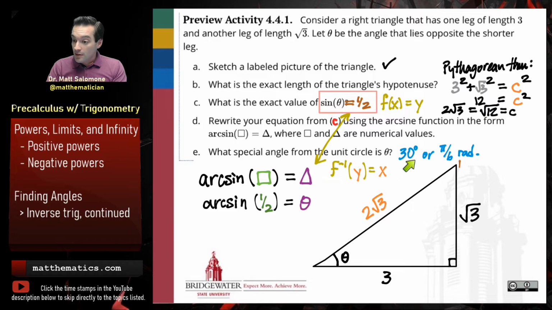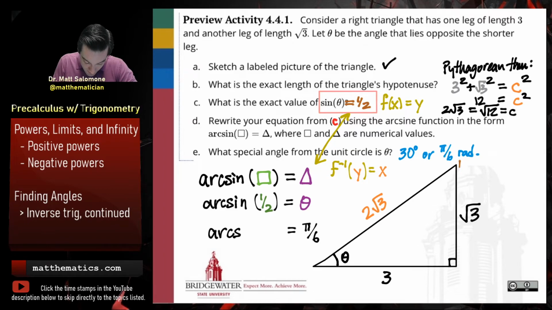But then, we notice that this theta actually turns out to be one of our special unit circle angles that we've memorized the sines and cosines and tangents of, right? Because this is a 30, 60, 90 triangle from high school geometry. That meant that my angle theta was 30 degrees or pi over 6 radians. And so we have just computed a value for the arcsine function. Arcsine of 1/2 is equal to pi over 6. And the triangle told me so.